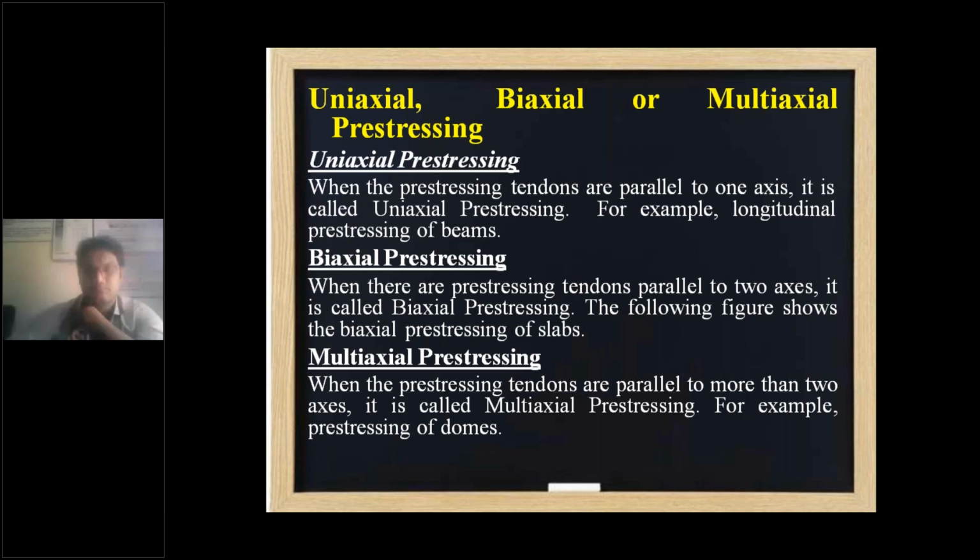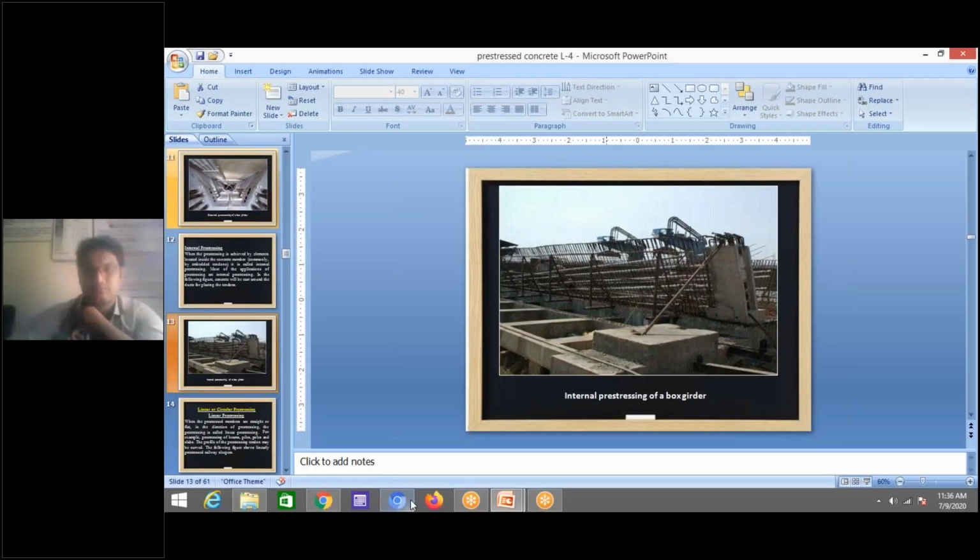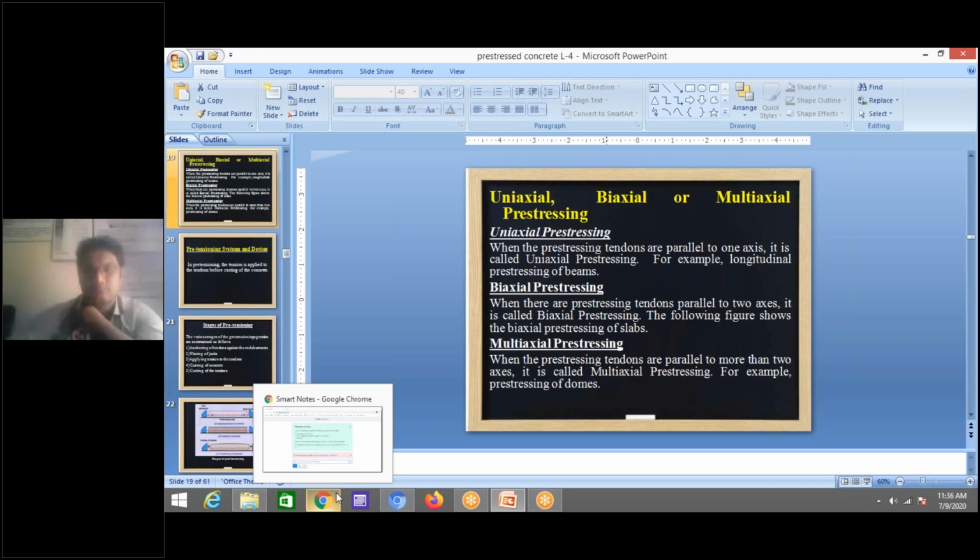Okay, the member which was stressed with the help of a single wire, you have seen in the first video, right? So it is called uni-axial prestressing when the prestressing tendons are parallel to one axis. All the members which are parallel to only one axis are called uni-axial prestressing. For example, if the member was stressed within the same axis, either y-axis or x-axis, by seeing this video, you tell me whether it is uni-axial or bi-axial.